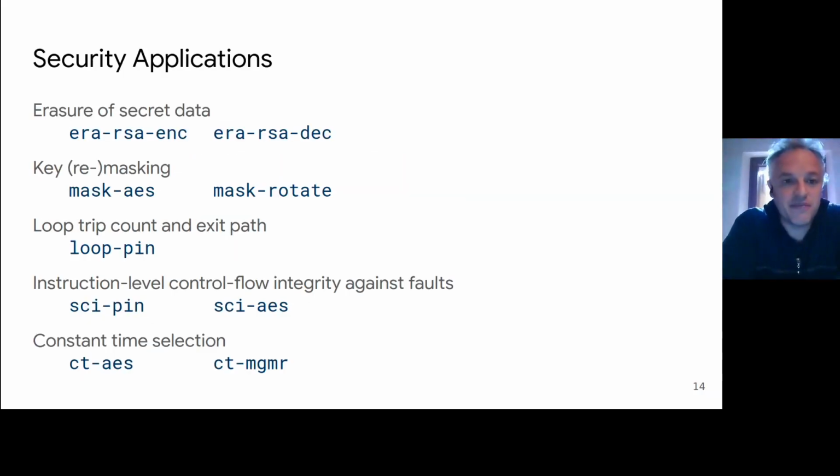We evaluated performance on 9 security applications, ranging from the erasure of secret data that we have seen, and key masking or remasking, also some control flow oriented protections that are meant to protect against side channel attacks or fault attacks, both at the loop level and at the level of individual instructions, and also to help implement time-insensitive selection, like constant time selection, to also prevent side channel attacks in crypto applications.